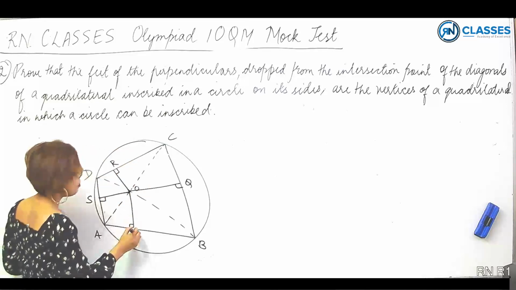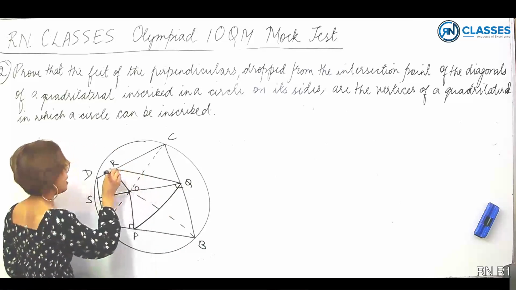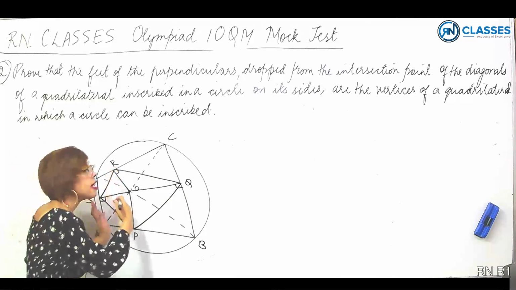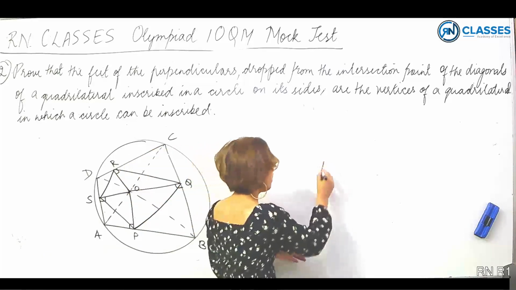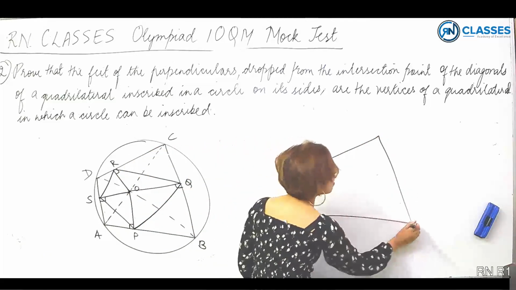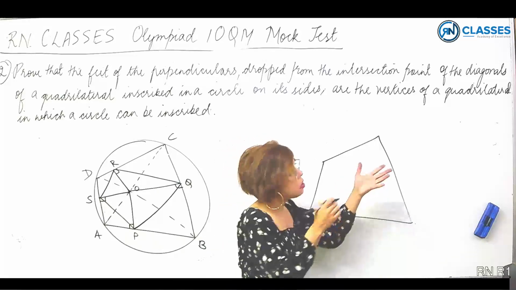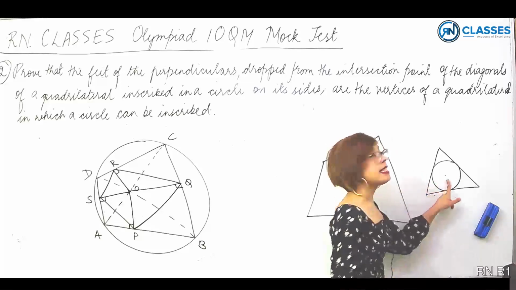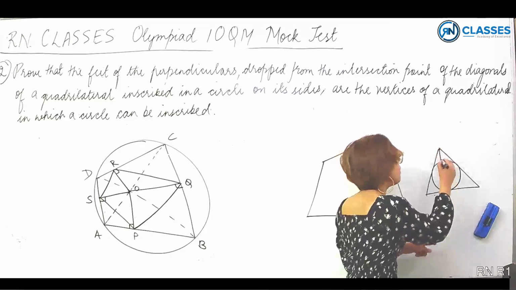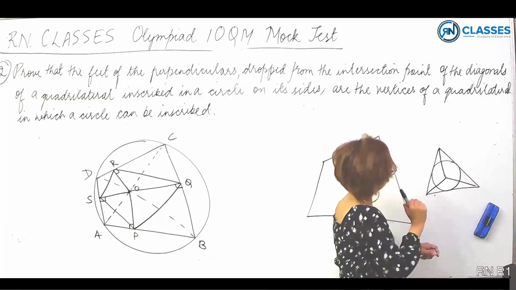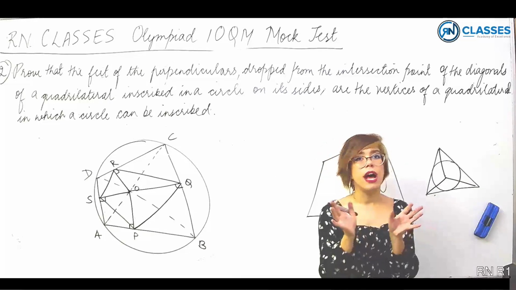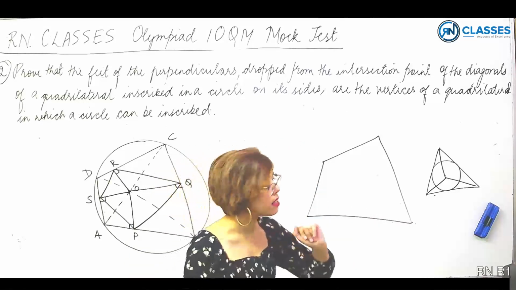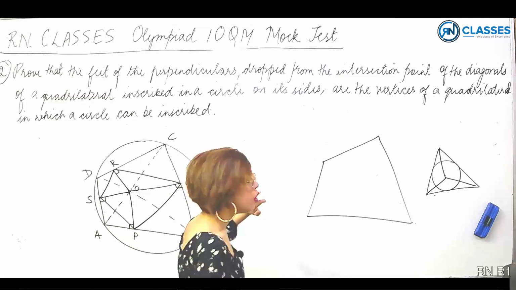So let me make my quadrilateral P, Q, R, S. I need to prove that in this quadrilateral P, Q, R, S, I can inscribe a circle. Now, in a quadrilateral, when can I inscribe a circle? Okay, in a triangle, I can always inscribe a circle, right? In fact, I know in a triangle, the center of the circle is actually the point of intersection of the angle bisectors. Achha. That means in a triangle, I have a circle which is inscribed in it, and its center is the point of intersection of the angle bisectors. Let's see whether that happens in quadrilateral or not.